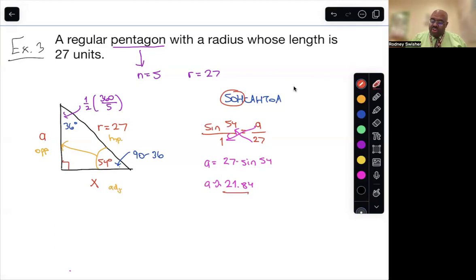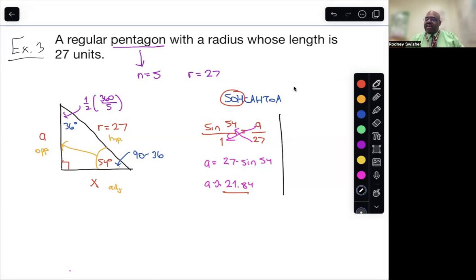Now, the next thing we'll do is find the X. Now, X is the adjacent side, but we already have the hypotenuse. And the rule of thumb about trigonometry is always use what's given to you. Don't use a value that you have just found.